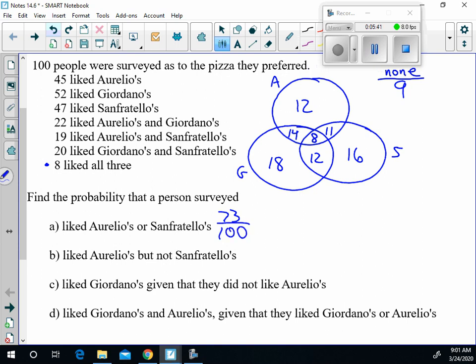Notice that the "or," coming back from yesterday's lesson, increases our chance of getting a winner. Okay, next. Like Aurelio's, but not San Fratello's.